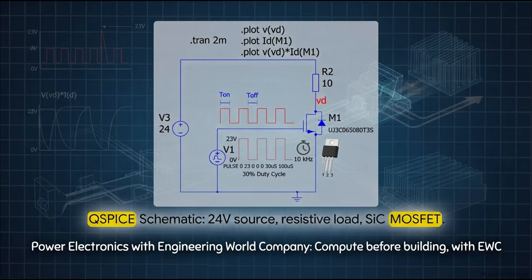Okay, let's dive into this. Taking a macro view of our circuit here, we're looking at a standard QSPICE schematic designed to analyze dynamic behavior. We've got a 24-volt DC source powering the drain of a silicon carbide power MOSFET, through a 10-ohm resistive load. And down at the gate, we're driving this device with a perfectly square 10 kHz PWM wave. It pulses from 0 to 23 volts with a 30% duty cycle. It's a very standard typical setup for evaluating voltage, current, and instantaneous power during a transient state.